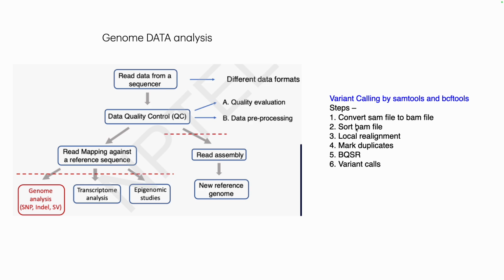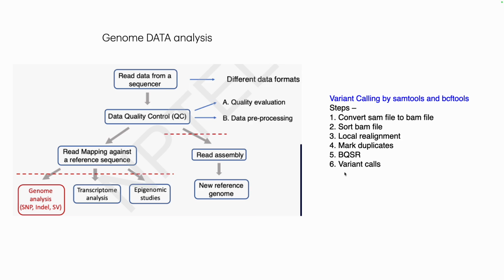Then we sort the BAM file. Then we do the local realignment. Then we mark the duplicates. Then we do the base quality score recalibration. Then we do the variant calls. All these steps are done because we want to make sure that the variant that we are calling is actually a variant and not an artifact. So we sort the BAM file, realign, mark duplicates, and then we give the quality again for the variant that we are seeing.